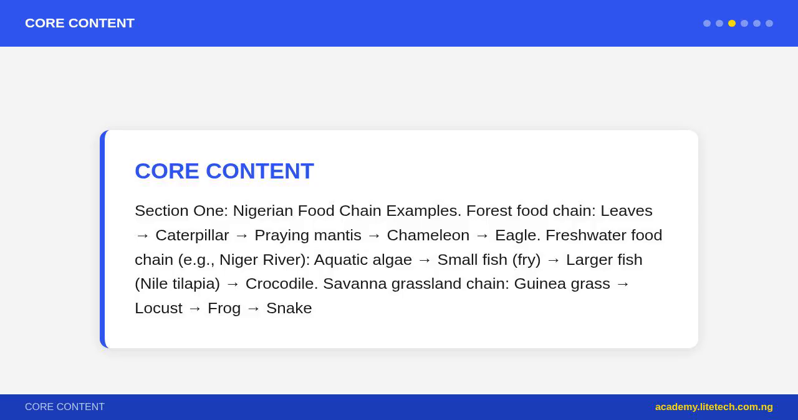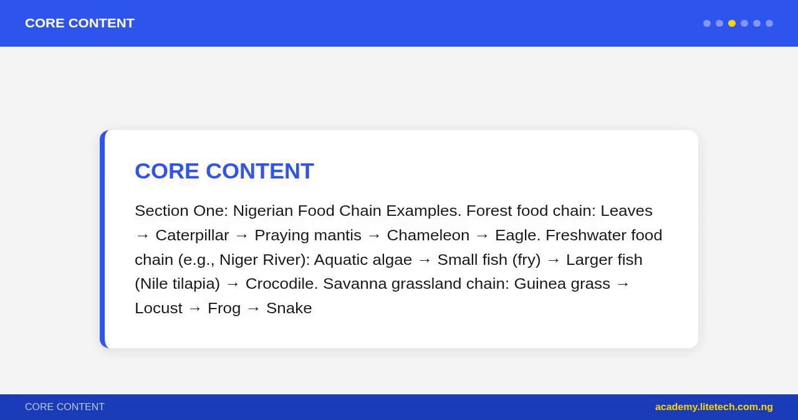Grass is the producer. Rabbit, grasshopper, and locust are primary consumers. Fox, lizard, frog, and shrike are secondary consumers. Snake, hawk, and eagle are tertiary consumers. Section 3. Pyramids of numbers.